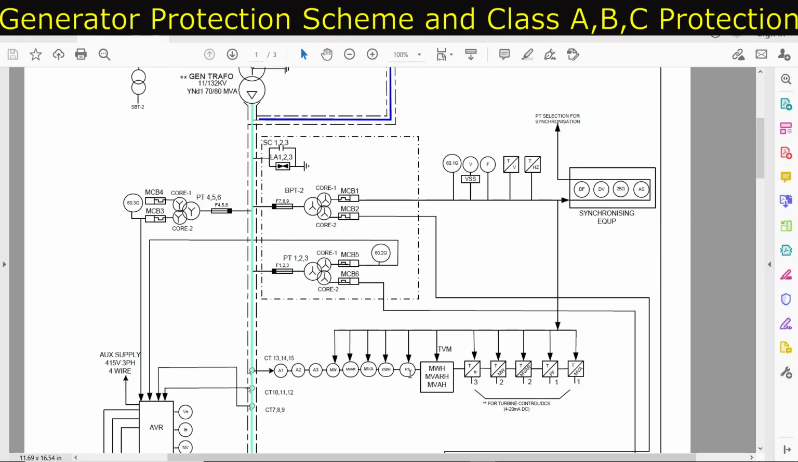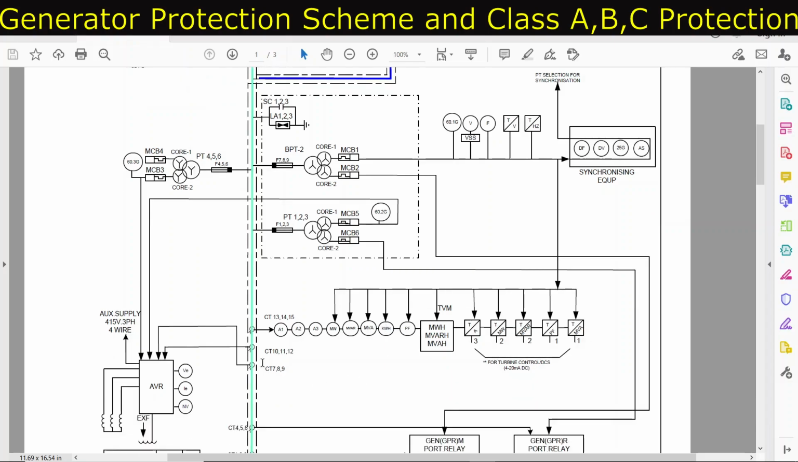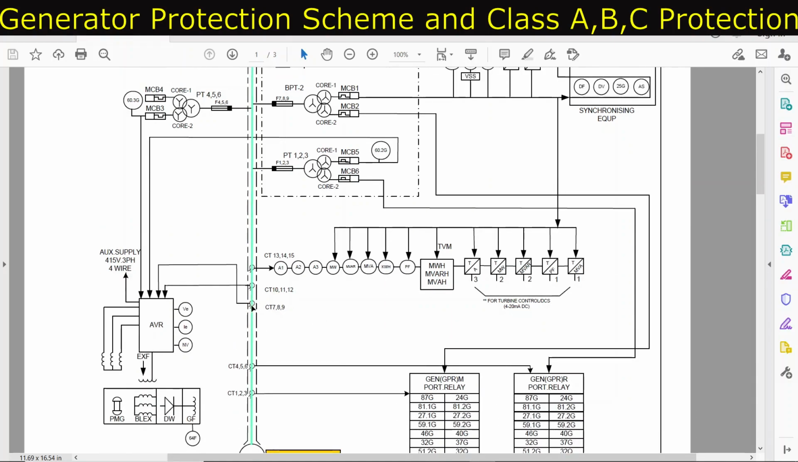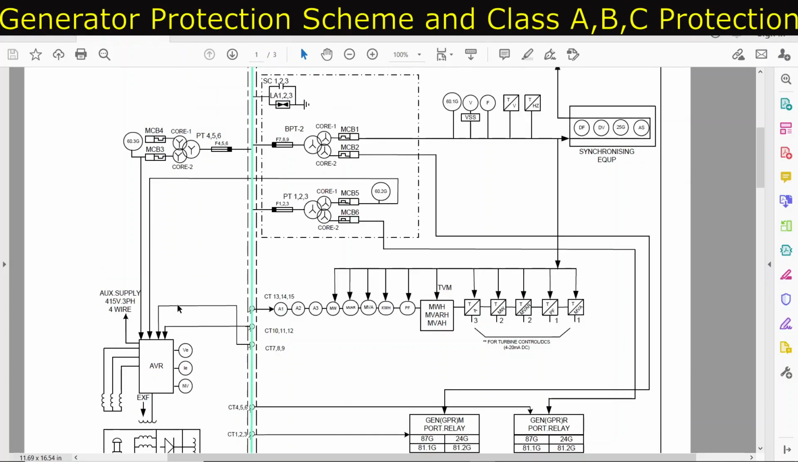You will see the power factor, kilowatt, MVA, MVAR, megawatt. All these will be from the PTs and CTs. So these are the meters for metering purpose. These CTs are being used for the metering purpose. All these CTs are being used for protection purpose. And we have another two CTs that are fed into the AVR, automatic voltage regulator, and this PT input is fed into the AVR relay.